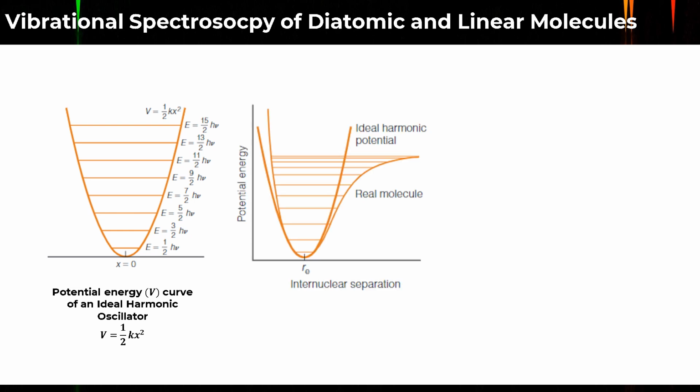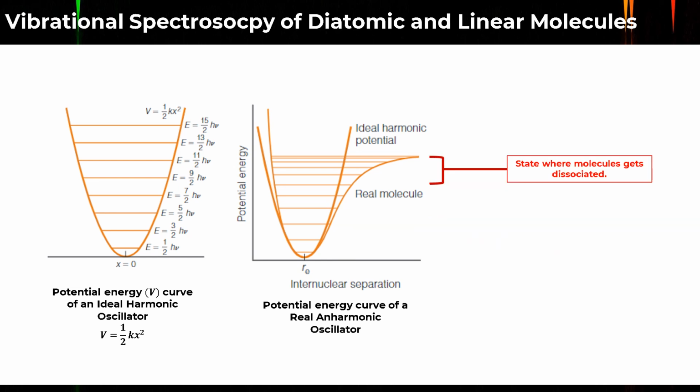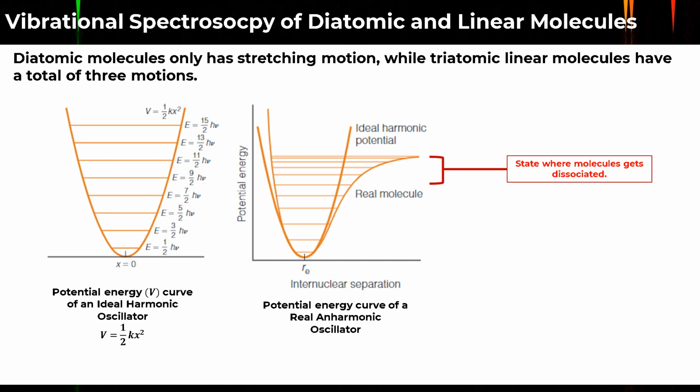However, real molecules do not operate in ideal systems and are considered anharmonic. We have here a comparison between harmonic and anharmonic curves. We can see that the curve is close to ideal at low energies, but it's wider at higher energies. At high energies, molecules have adequate energy to move way too far from each other and not go back. This is the stage where molecules get dissociated, and the energy responsible for this phenomenon is the dissociation energy.